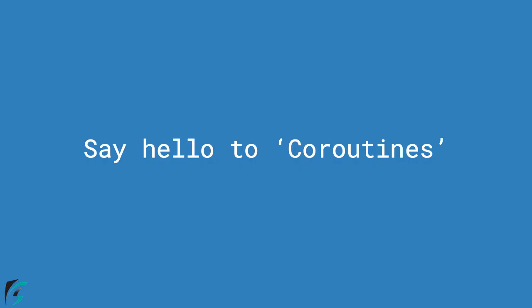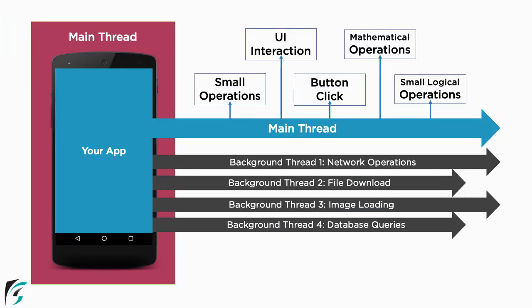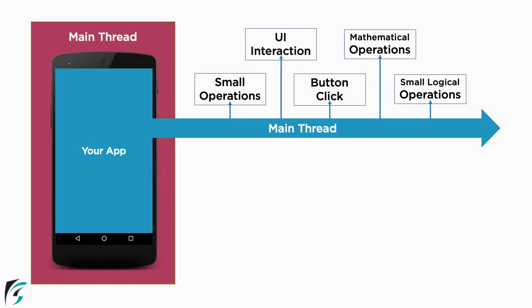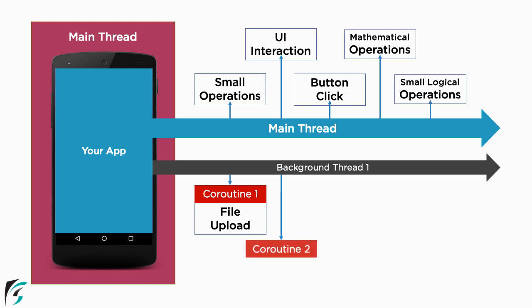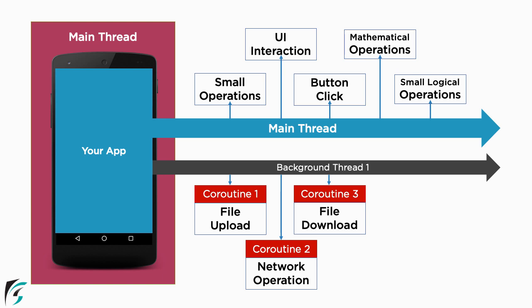Well, here come coroutines to the rescue. When you use coroutines, you don't have to create so many threads for each operation. Instead, you can just have one background thread, and on this background thread, you can launch coroutines, such as launch a coroutine to perform a file upload operation, launch another coroutine on the same background thread to perform some network operations. Similarly, launch one more coroutine to download a file.